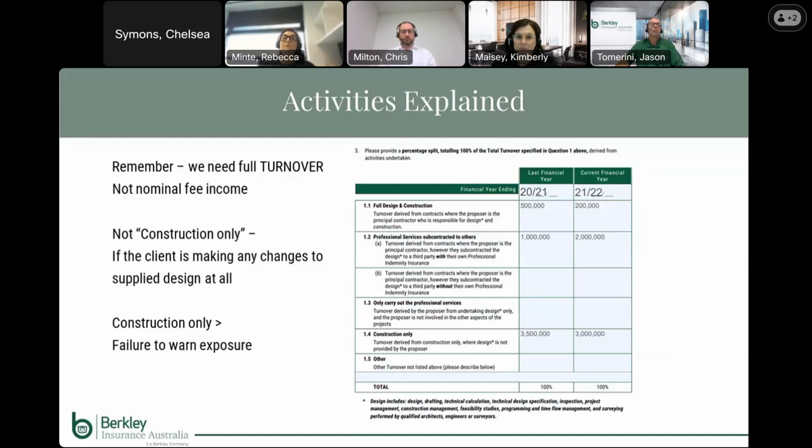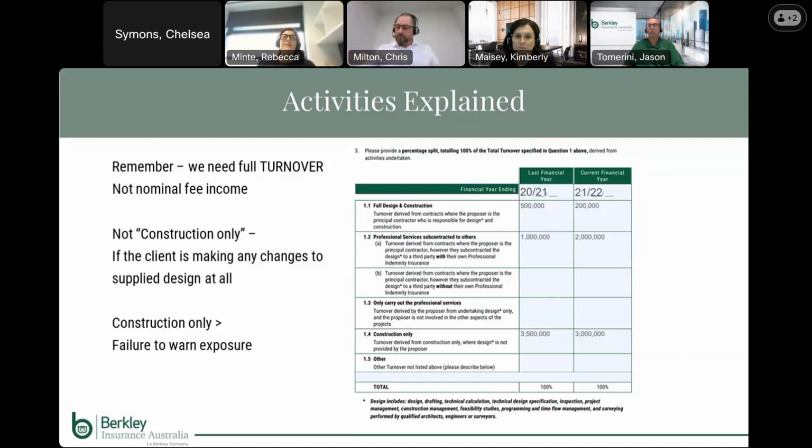Section 1.3 is asking for the percentage of turnover where the client is conducting design only and they're not involved in any actual construction, installation or manufacture. So for example, this might be where an in-house architect is providing a home design only and the client is not responsible for any construction or supply of materials in that project.